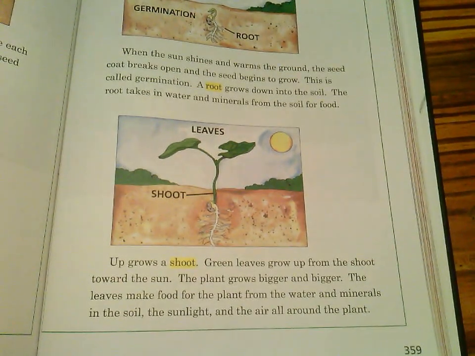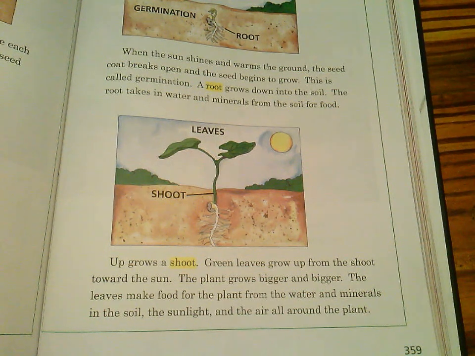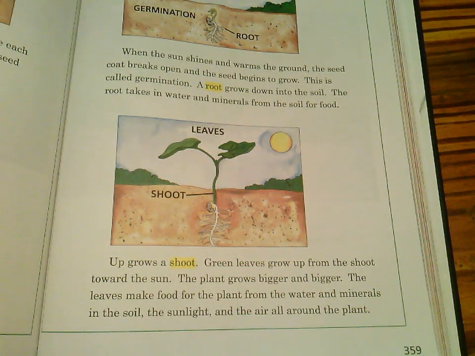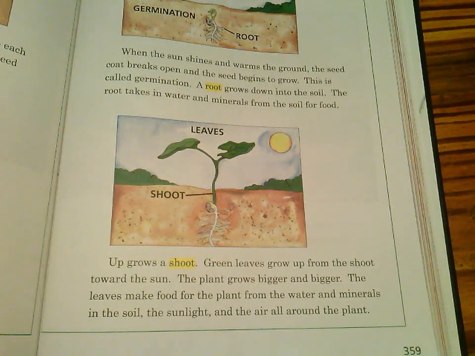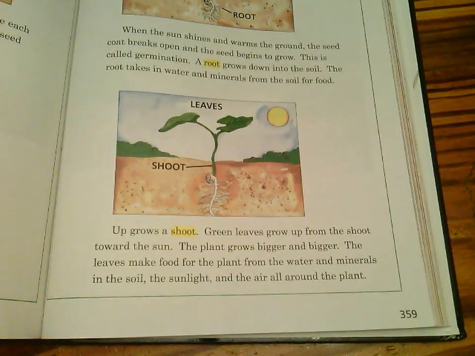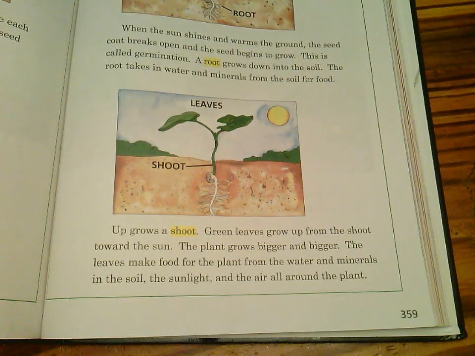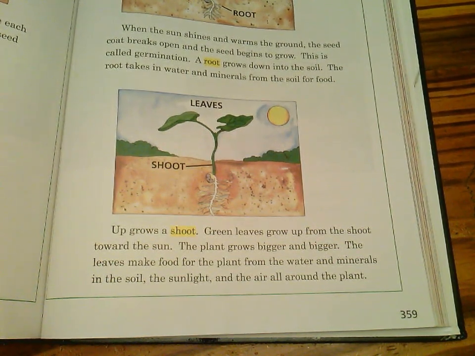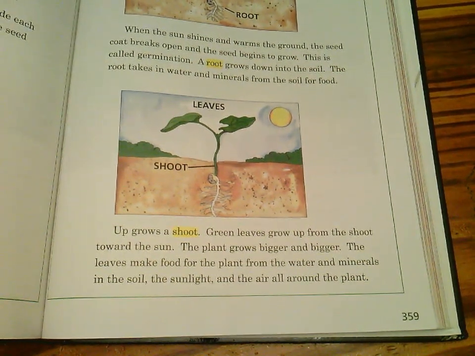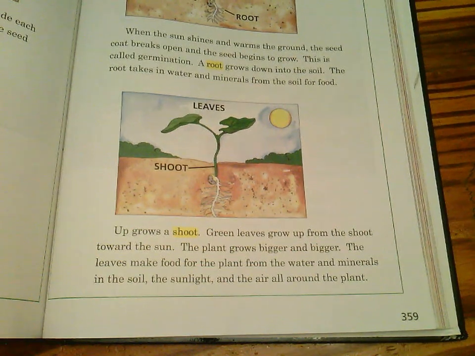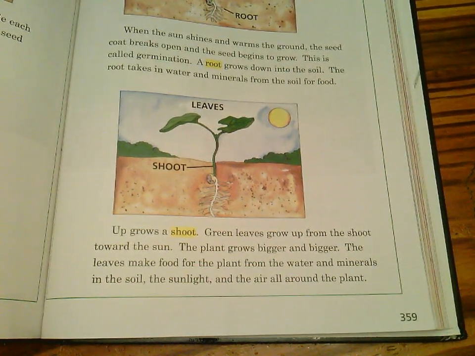When the sun shines and warms the ground, the seed coat breaks open and the seed begins to grow. This is called germination. A root grows down into the soil. The root takes in water and minerals from the soil for food. Interesting. Up grows a shoot. Green leaves grow up from the shoot toward the sun. The plant grows bigger and bigger. The leaves make food for the plant from the water and minerals in the soil. The sunlight and the air are all around the plant. Oh, I think that's a beautiful cycle.